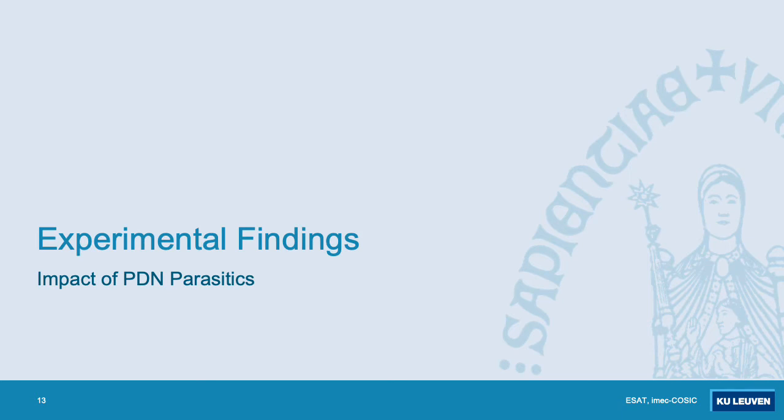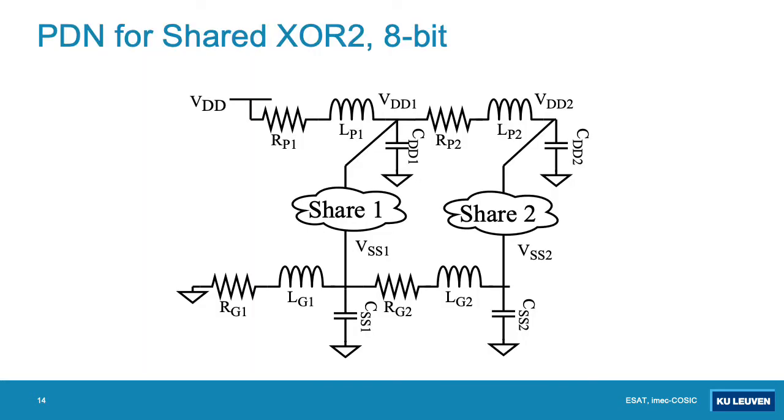With all this in place, we move to discuss the experimental findings, starting from the impacts of the power distribution network. We use the 8-bit wide instance of the first order secure 2-share implementation of the XOR gate. As the single bit XOR has only 4 input bits, shared version of it that is, we use the 8-bit version to increase the input space and to increase the current drawn from the supply.